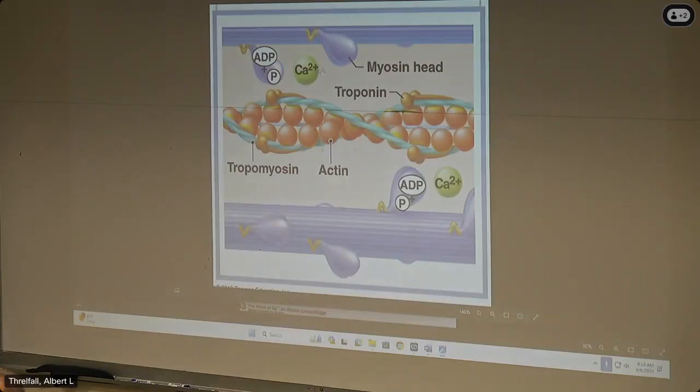We see calcium in the picture. And interestingly, we notice that the heads, not all of them, but a couple of them, have an ADP and inorganic phosphate attached. I wonder why that is. Find out.